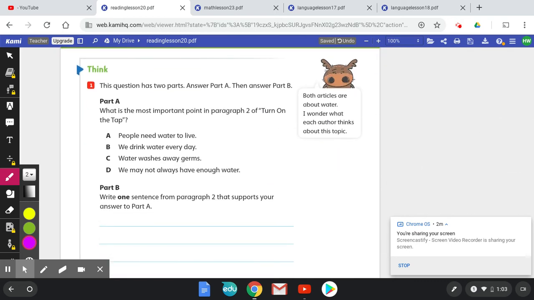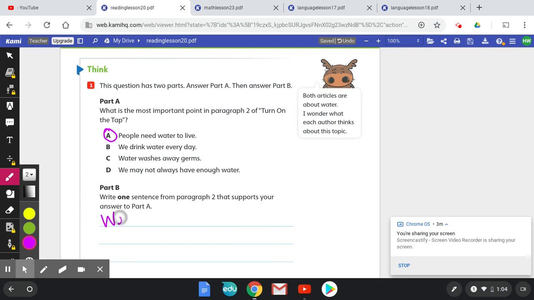So let's go over now and start looking at our questions. Question 1 has 2 parts. What is the most important point in paragraph 2 of Turn on the Tap? We underlined it, didn't we? Yes, people need it to live. All right, so what's one sentence from paragraph 2 that supports the answer? You underline that.